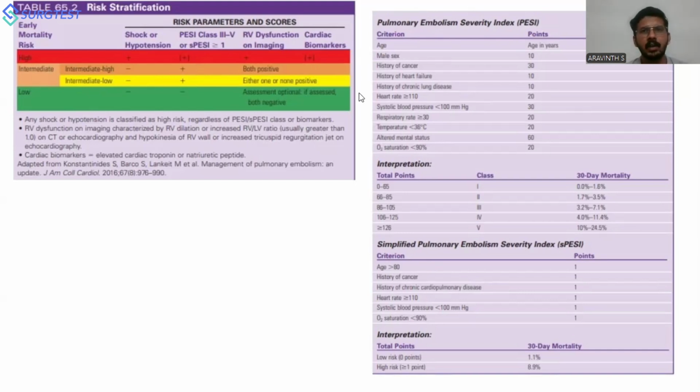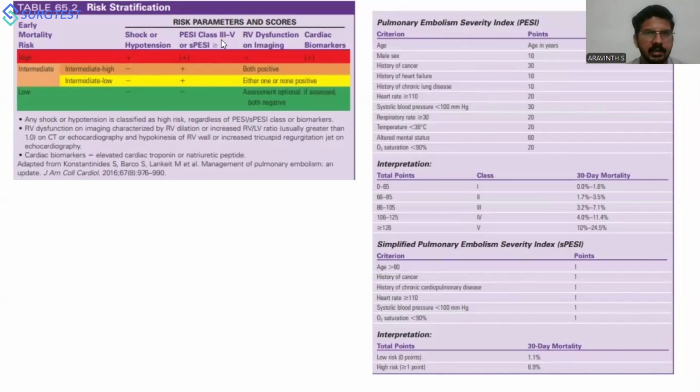How do you compute the PESI score? The PESI score was actually a very complex score with a lot of parameters with high scores like 10, 30, and 10. So the overall score was somewhere greater than 140. Around 126 is what they say is the highest score, and any score above 86 is what we are looking for.